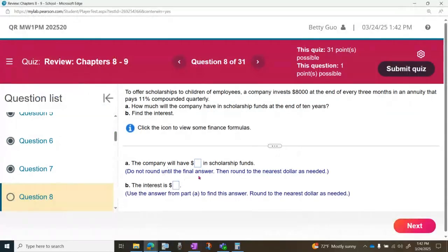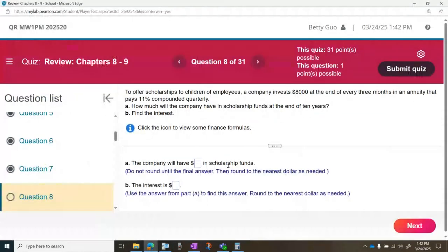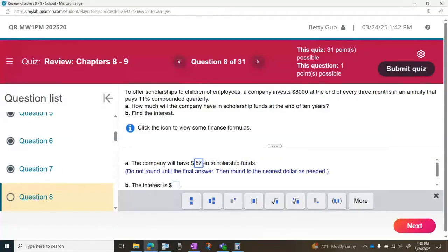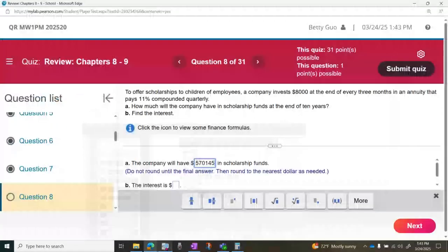Do not round until the final answer, then round to the nearest dollar as needed. $570,145. This one is less than 5, so round it down. Get rid of those. $570,145. Double check your entry. Always double check, triple check. 570145. Okay.